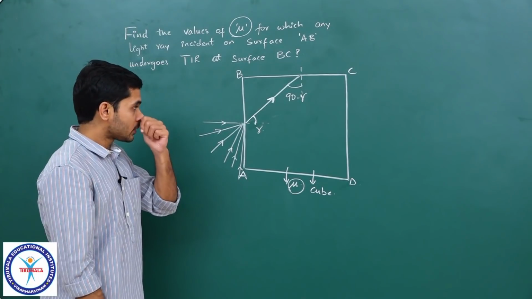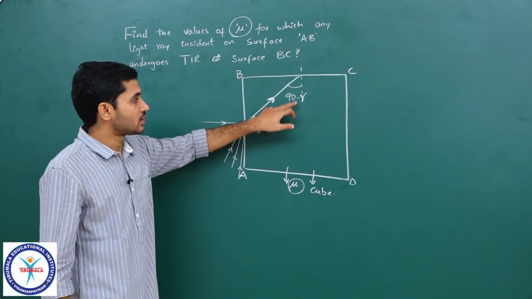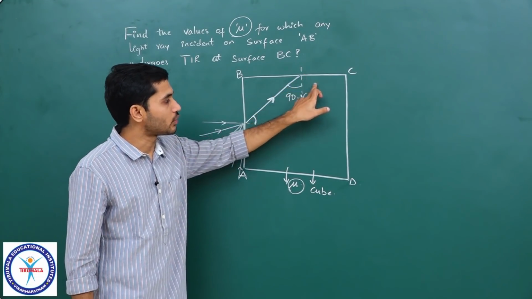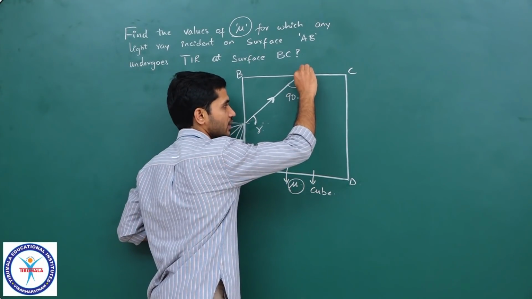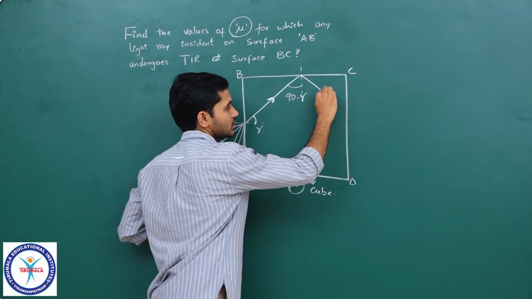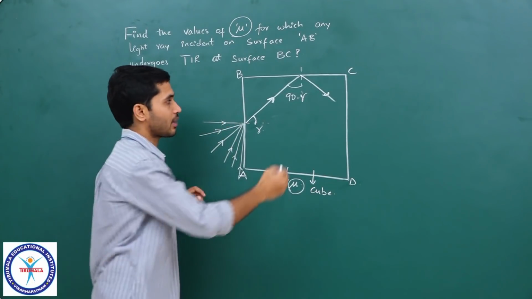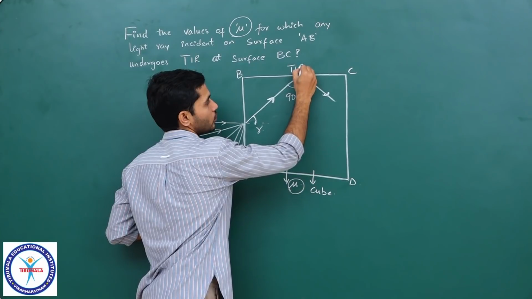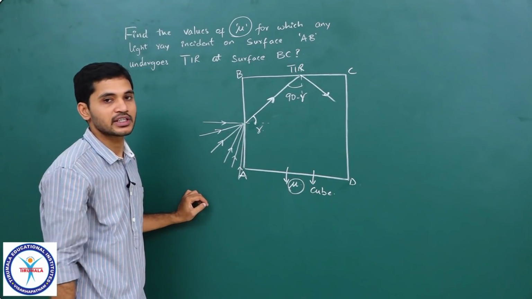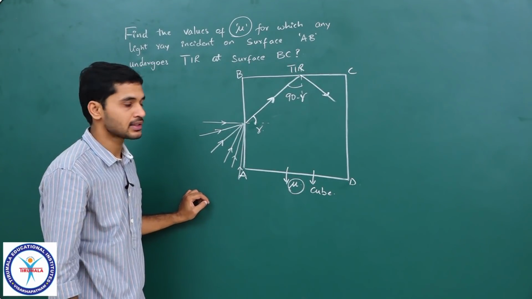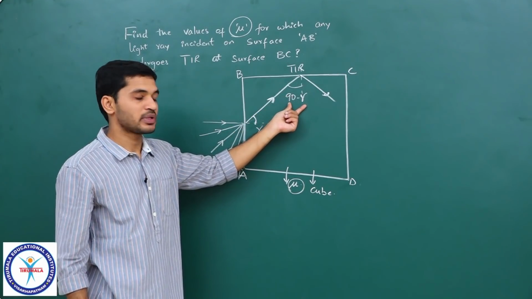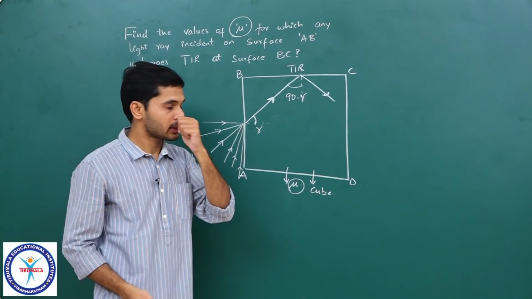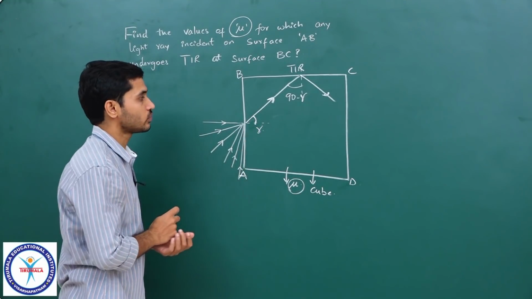So, now what we need to do is write a condition that this light ray has to undergo TIR at the surface, which means this light ray should get reflected back in this manner. So TIR should happen here. Now you all know what the condition for TIR to take place is. What is that? The angle of incidence, which is 90 minus r here, should be greater than theta c, correct? So that is the condition which we will have to write.